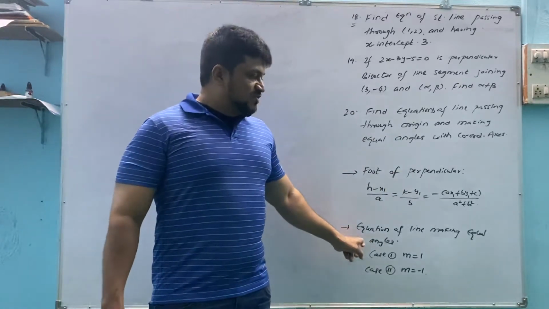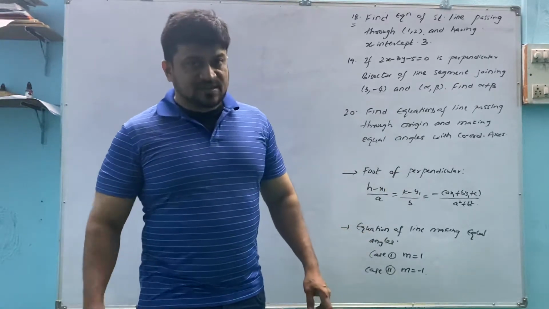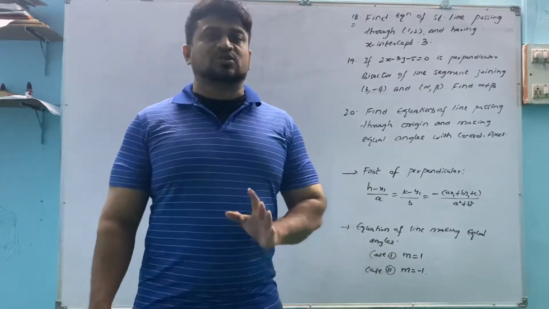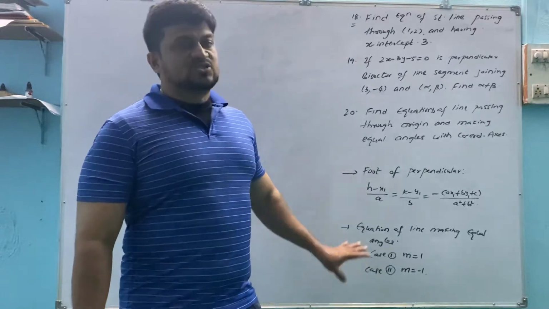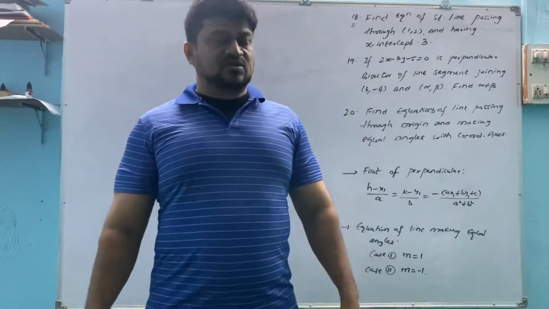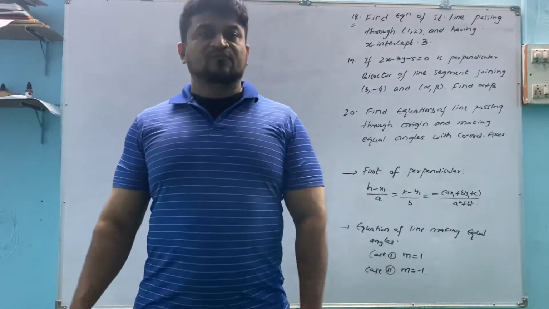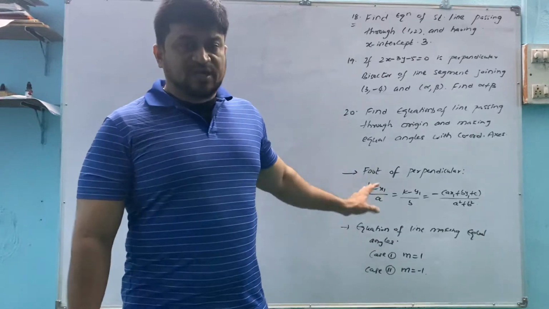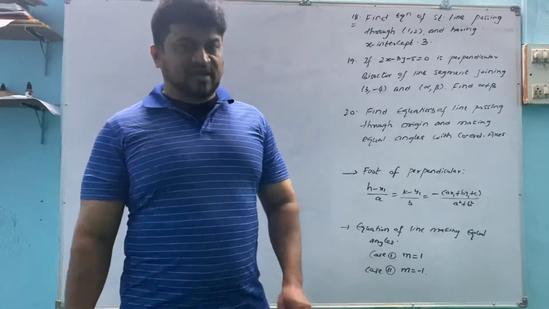And if I ask you the equation of a line making equal angles, at that time you should tell me case 1, m is equal to 1, and case 2, m is equal to minus 1. These 2 formulas you have to learn. After this 20, we are again going to start long answers. Out of this 20, you will get 2 very short questions for 2 marks each. So if you are good in these 20 questions, you are able to score 4 marks in the final exams.